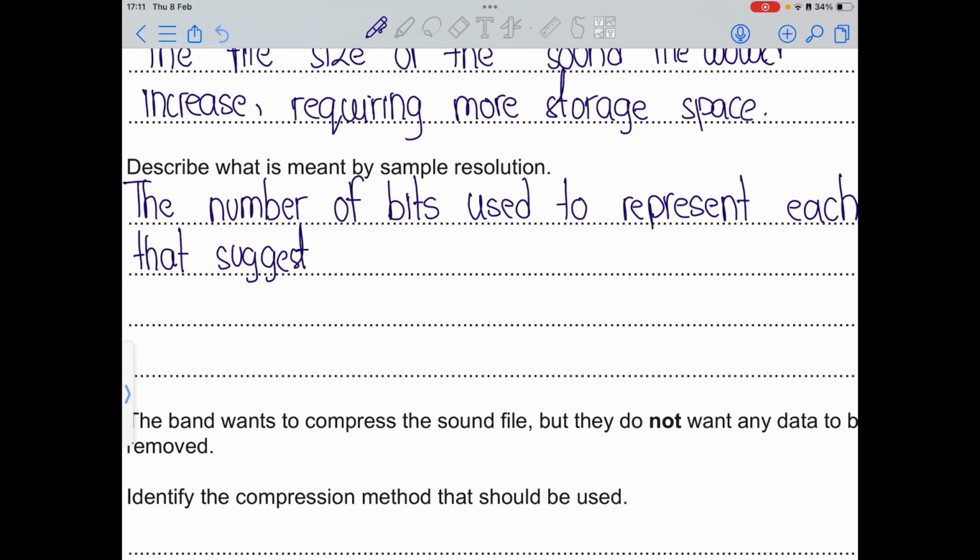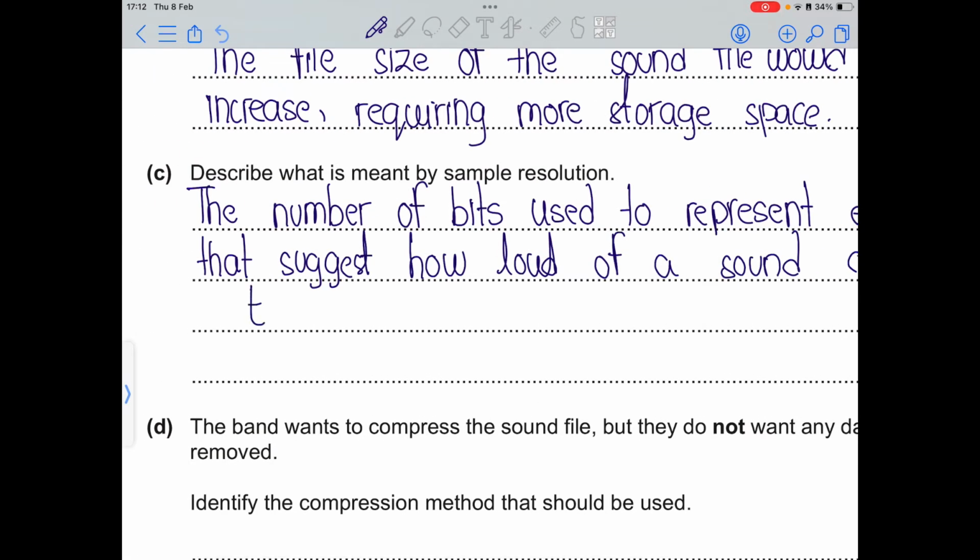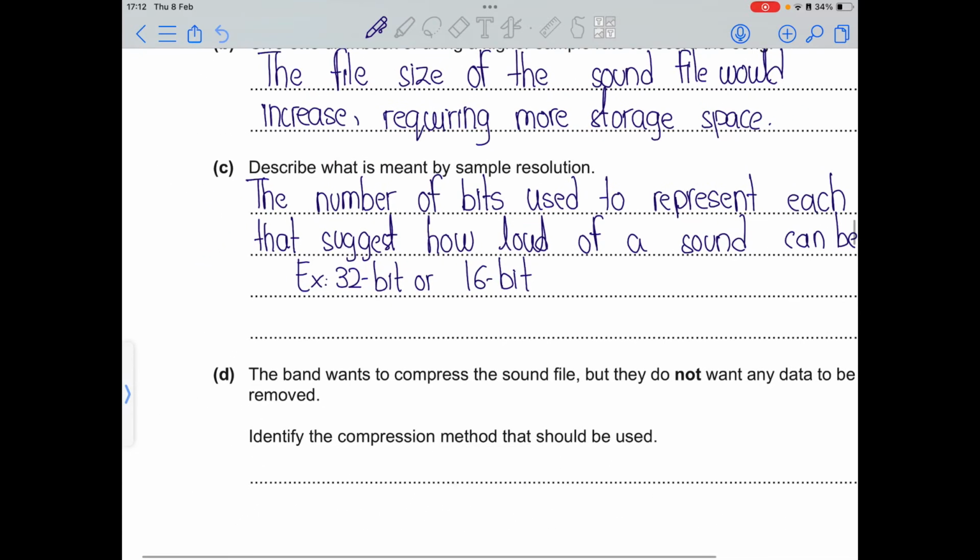how loud a sound can be recorded. And since it is sampling resolution, it basically means in terms of bits. An example you can say is 32-bit or 16-bit. So your sampling resolution is, for each of the samples that you've taken as per your sample rate, how many bits are used to represent each sample.